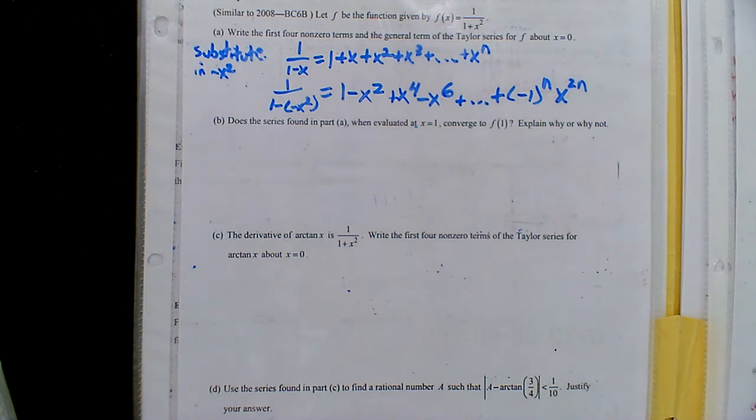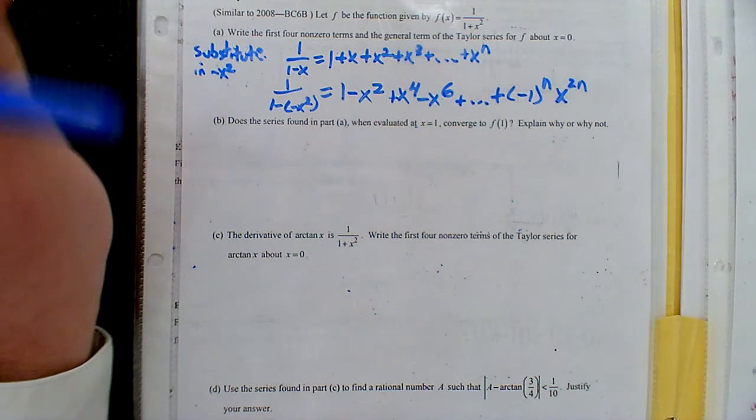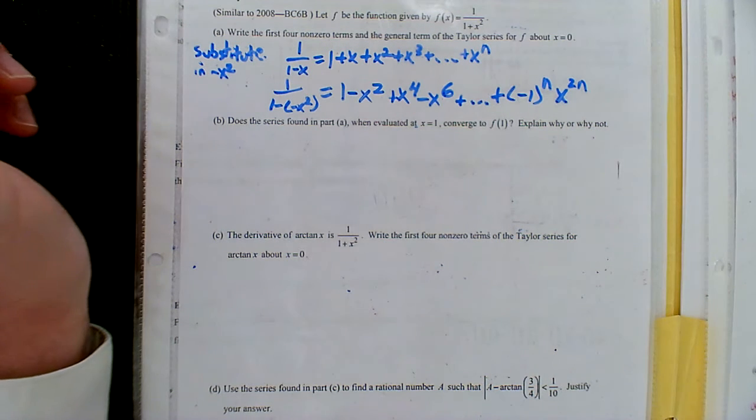All right, let's look at part B. So part B can actually be done a few different ways too. Just because the way that I'm doing it doesn't mean there's not another way to do it. I think there's at least two ways that I know of. So does the series found in part A, when evaluated at x equal 1, converge to f of 1? Explain why or why not.